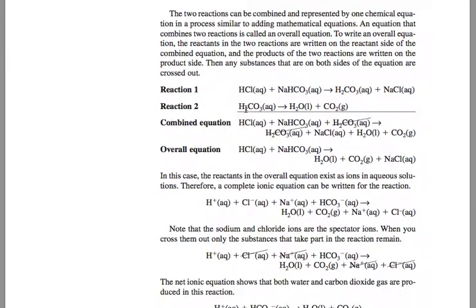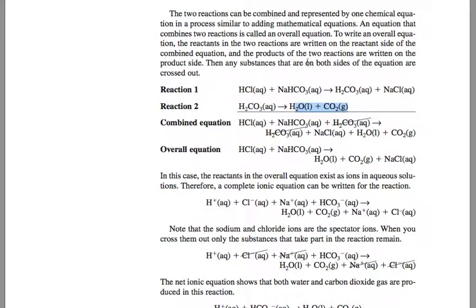Two reactions can be combined and represented by one chemical equation in a process similar to adding mathematical equations. An equation that combines two reactions is called an overall equation. Okay, an overall equation has two reactions happening. To write an overall equation, the reactants in the two reactions are written on the reactant side of the combined equation, and the products of the two reactions are written on the product side. Reactants, products.